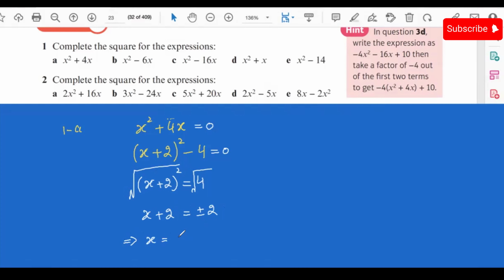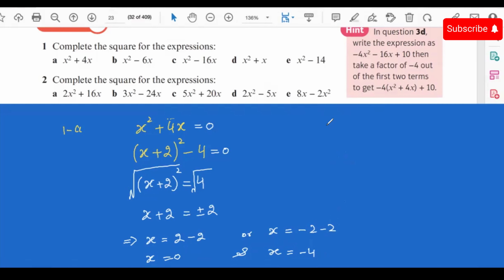So this means we have two roots. x is equal to positive 2 minus 2, or we have x is equal to negative 2 minus 2. So this means x is equal to 0 and x is equal to negative 4. So we have two roots, 0 and negative 4. So now we can try one more question.